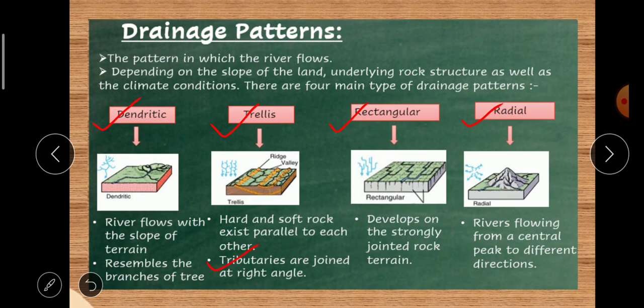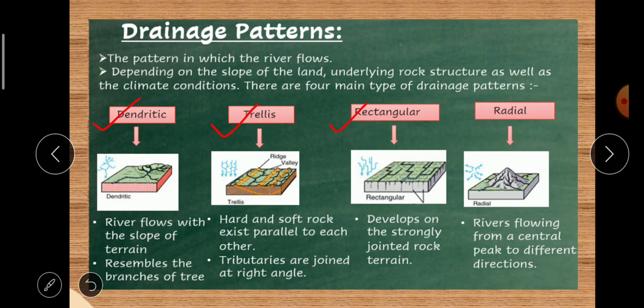Now tributaries are joined at right angles. What are tributaries? Suppose this is the main stream which is flowing. Now small streams will come and give their water to the main stream. They will join with the main stream. So these small streams are known as tributaries. And trellis pattern is forming this kind of pattern. We know these all are right angle triangles, or right angles simply. So all the tributaries will join the main stream at right angles like this. So this is trellis pattern.